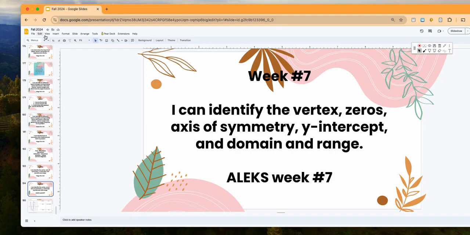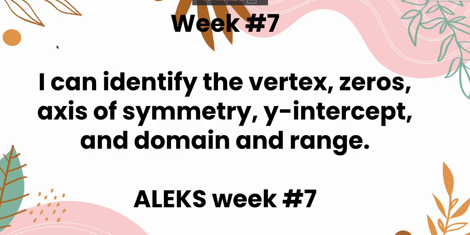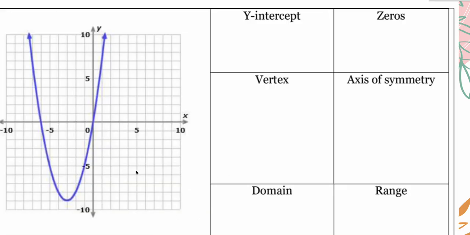What we're going to do in this video and this unit this week, reviewing for your STAAR test, which is coming up soon, is talk about the vertex, the zeros, the axis of symmetry, the y-intercept, and the domain and range. After this, we'll know if you understand it based on the problems that you have on your paper and the ALEKS week 7. So let's do the next one.